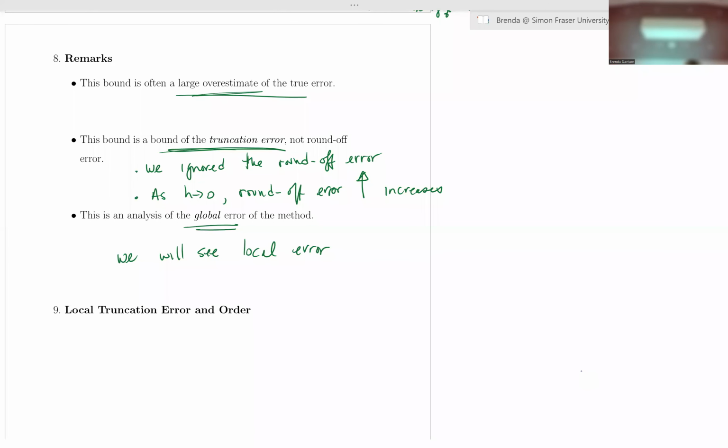Continue. Share my screen. There we go. Okay, here we are, learning the material.